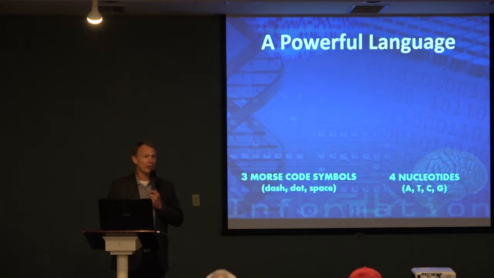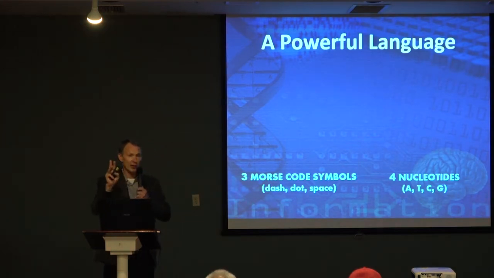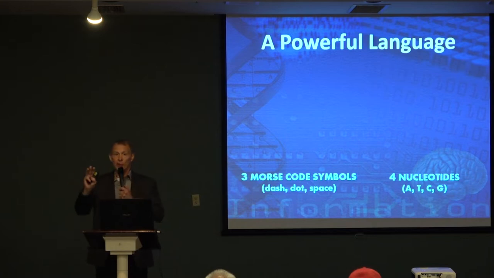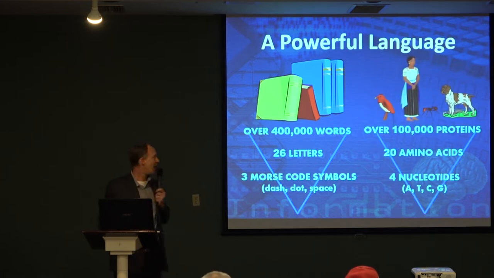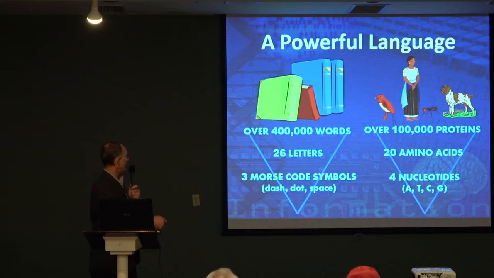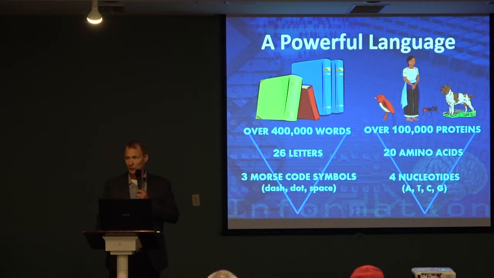Now, if we took three of the symbols of Morse code, the dot, dash, and space, and say that that represents three of the four nucleotides in our DNA, you could get 26 letters, which is what we have in our alphabet. And if you arrange those 26 letters, you can get up to 400,000 words. Now, if you take those same four nucleotides, you can get 20 amino acids and over 100,000 proteins.